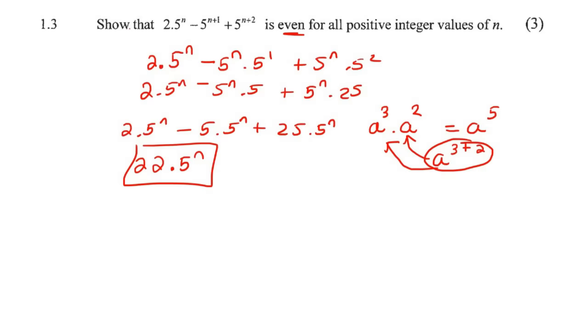Okay, well, let's just do some testing here. So let's see, positive integer values of n. Let's break that down into baby steps. Positive, numbers that are positive. 1, 2, 3, 4, 5, 6, 7, you know, positive numbers. What about 1.5? Well, it is positive, but it's not an integer.